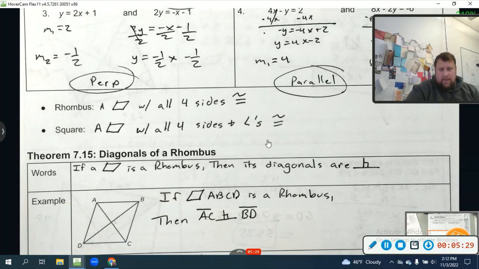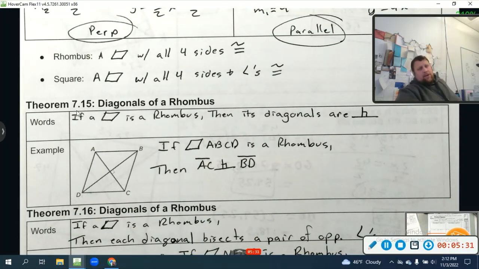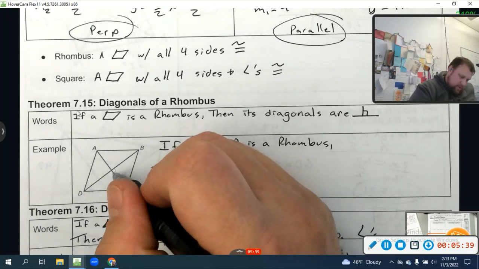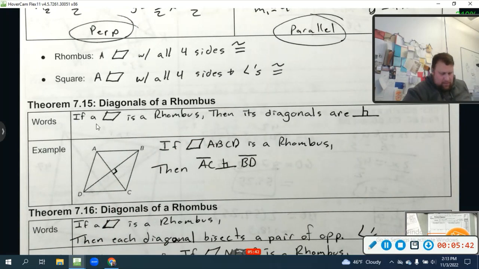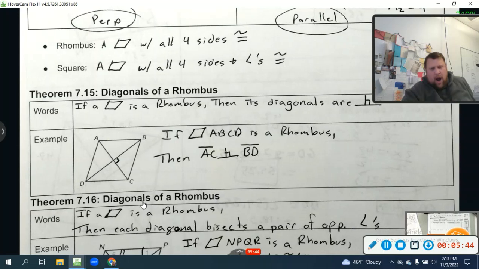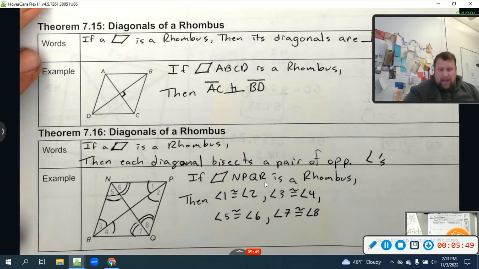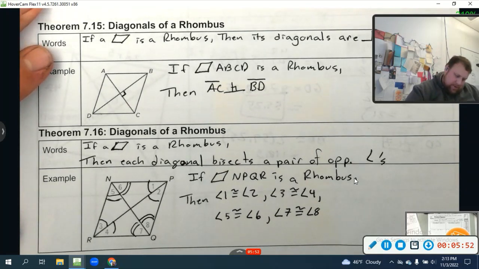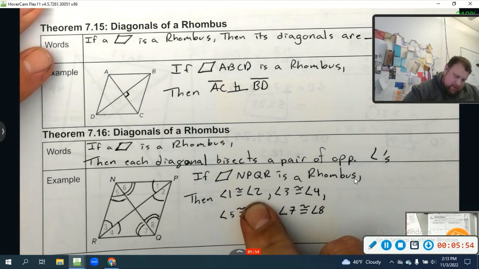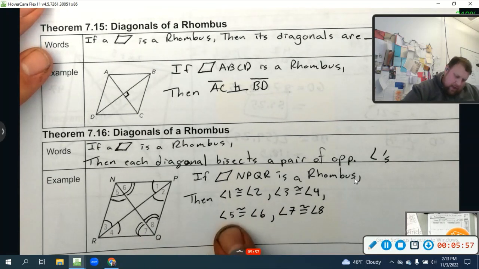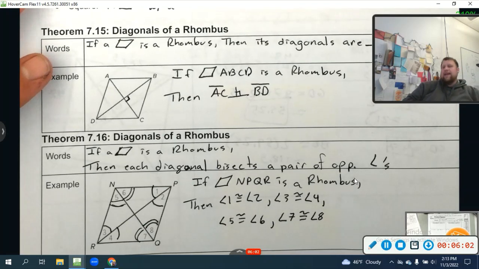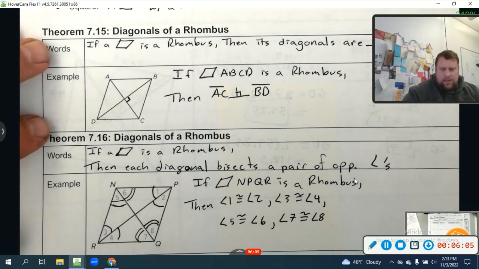Let's scroll up. Again, I'm assuming you're pausing a lot of this. Theorem 7.15, diagonals of a rhombus. If a parallelogram is a rhombus, then its diagonals are perpendicular. So they're going to form a 90-degree angle in a rhombus. All right. If a parallelogram is a rhombus, then each diagonal bisects a pair of opposite angles. So what can we say? Angle 1 is congruent to angle 2. Angle 3 is congruent to angle 4. And we have angle 5 is congruent to angle 6. And angle 7 is congruent to angle 8. Boom! Good stuff, guys.